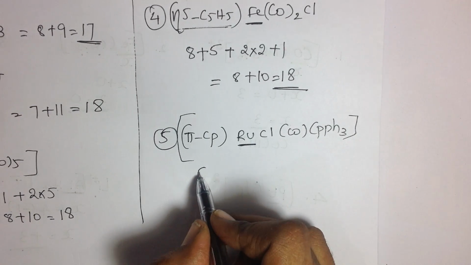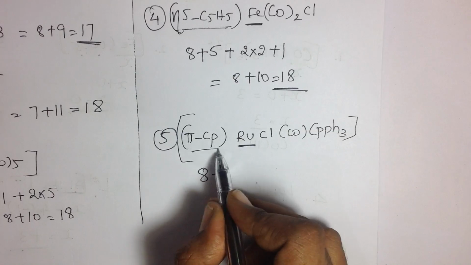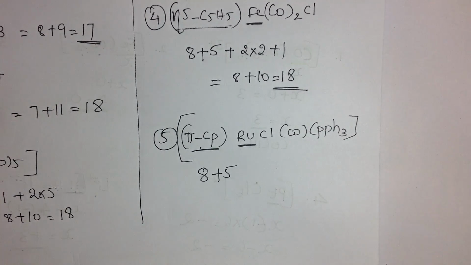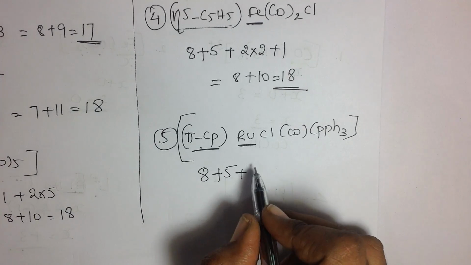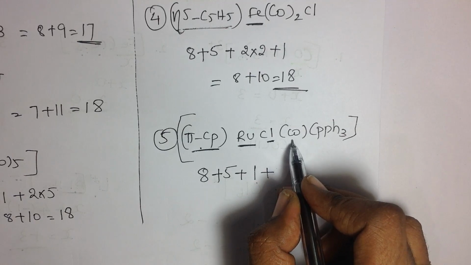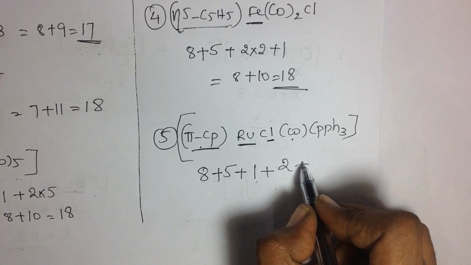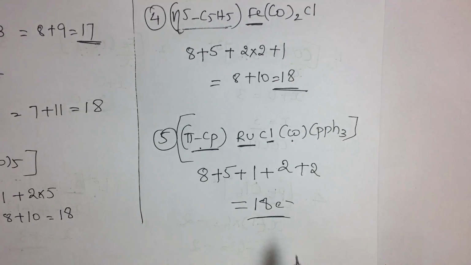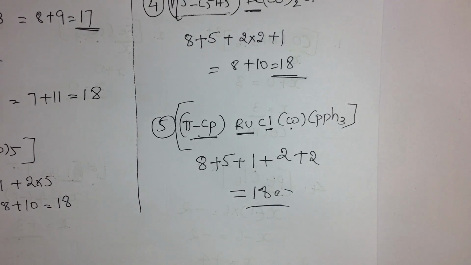For ruthenium you will get 8, plus in this case the maximum is 5, its hapticity, or electron donating, is 5, plus the chlorine case is 1, plus what about the carbonyl? It is 2, phosphine is also 2. If you see the total, you will get 18. I hope it was very clear to you, students.